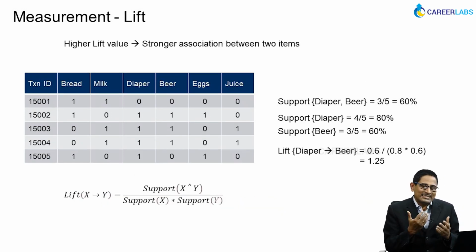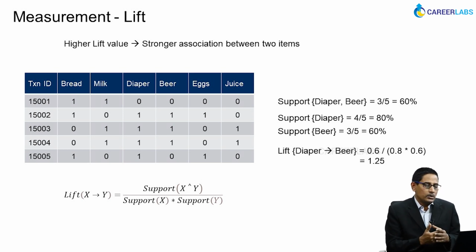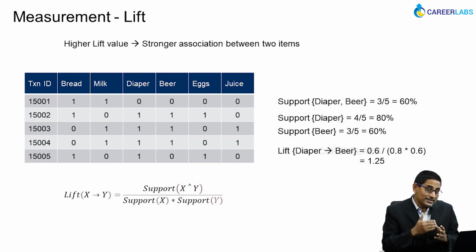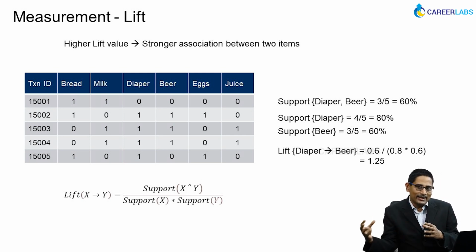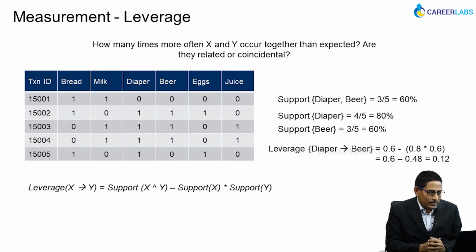Then there is something called as lift. Lift is given by the formula support of X intersection Y divided by support of X into support of Y, which means, in this case, we are getting a lift of a little more than 1, which is 1.25 in this context of what we have taken. Now, the higher the lift value, the stronger the association between 2 items. This is very important. That's where we try to understand when we analyze further from a huge set of frequent sets.